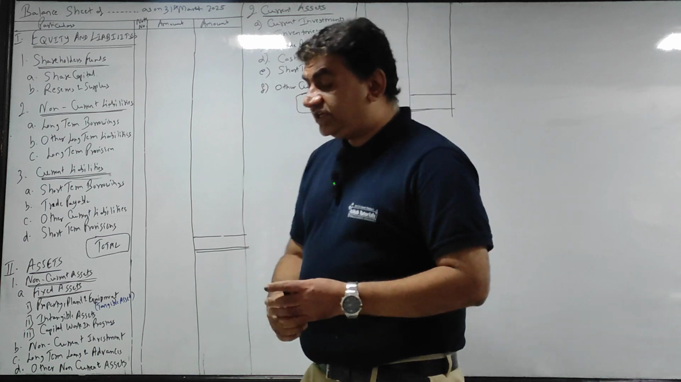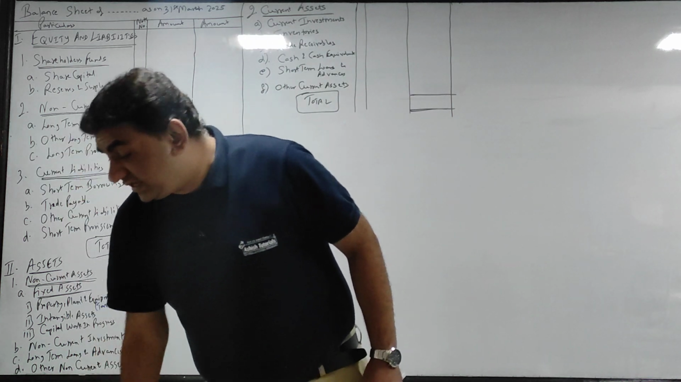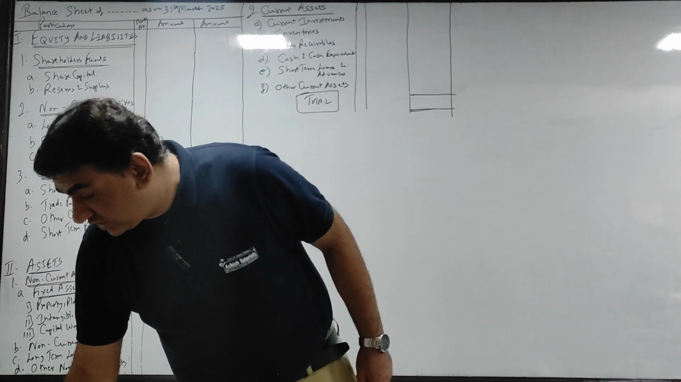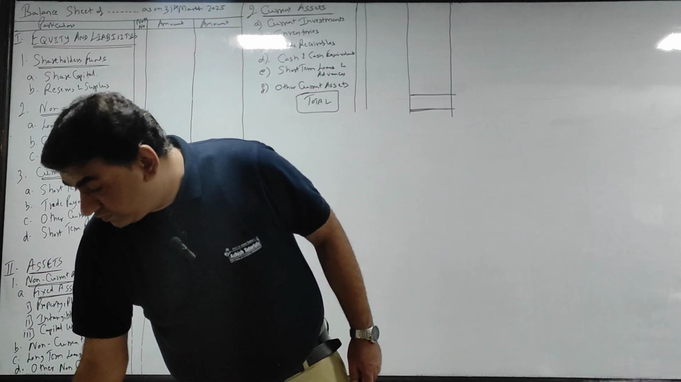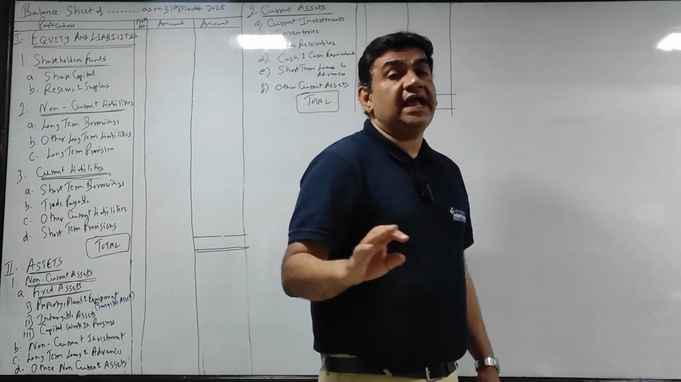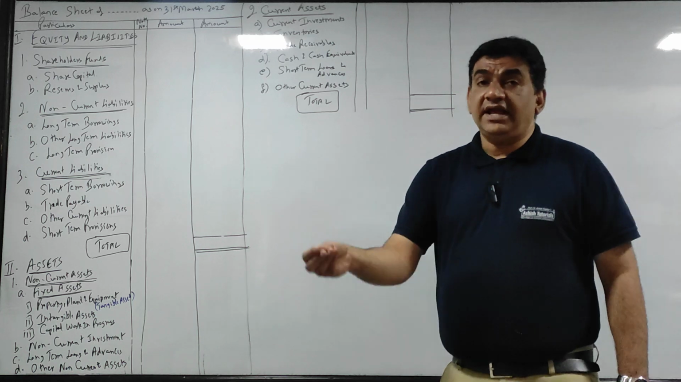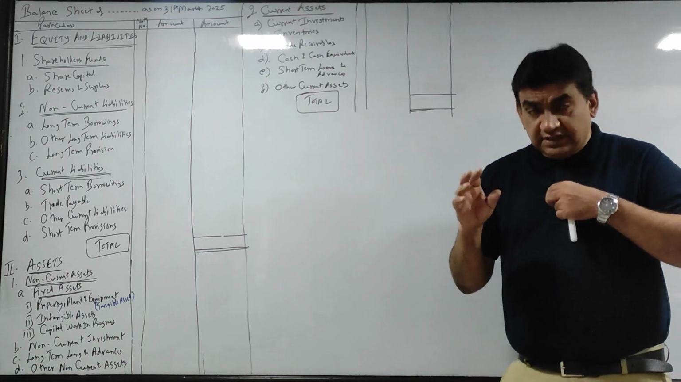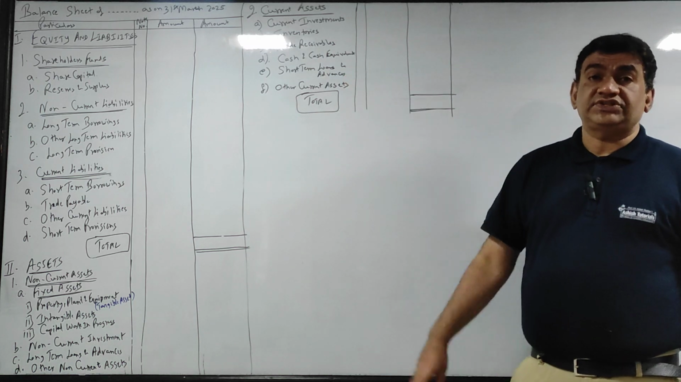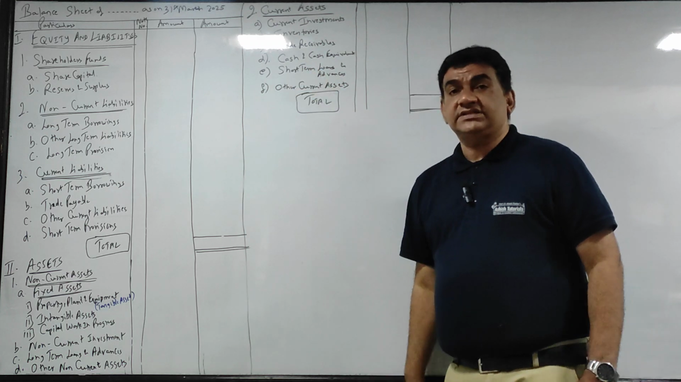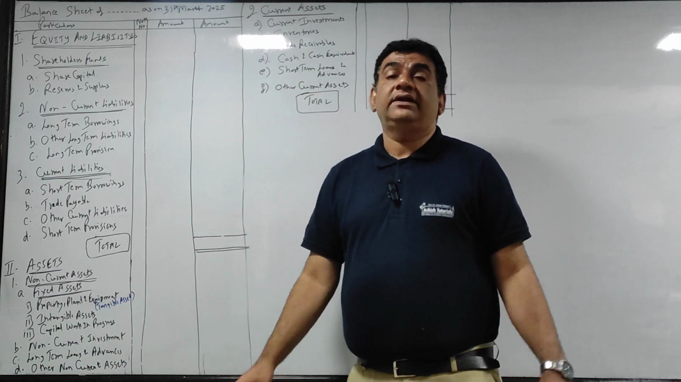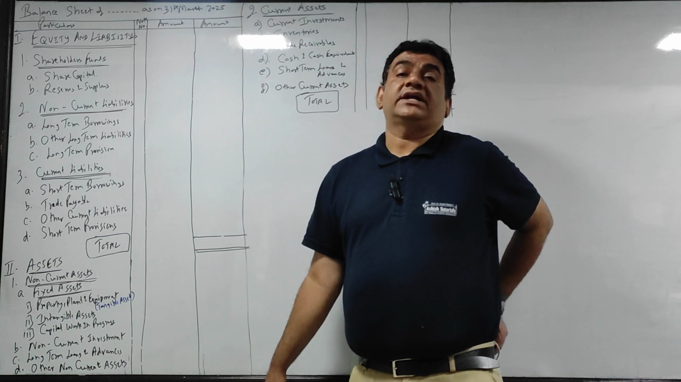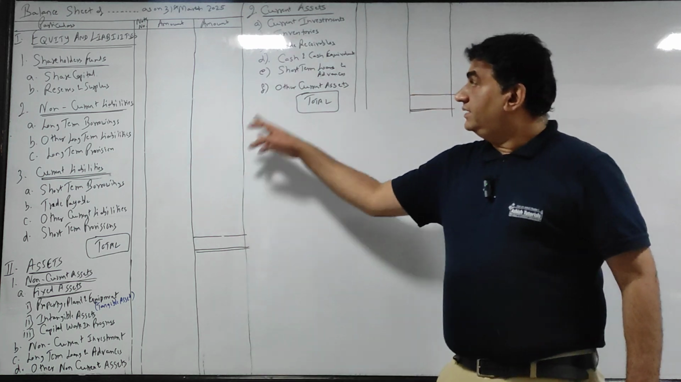Then cash and cash equivalent. When I say cash and cash equivalent, it would mean your cash and bank balance. हार्ड कैश पड़ा है मेरे कैश बॉक्स में, पार्ट ऑफ कैश एंड कैश इक्विवेलेंट. बैंक में बैलेंस है, पार्ट ऑफ कैश एंड कैश इक्विवेलेंट. Cash at bank, cash in hand, all that is a part of cash and cash equivalent.